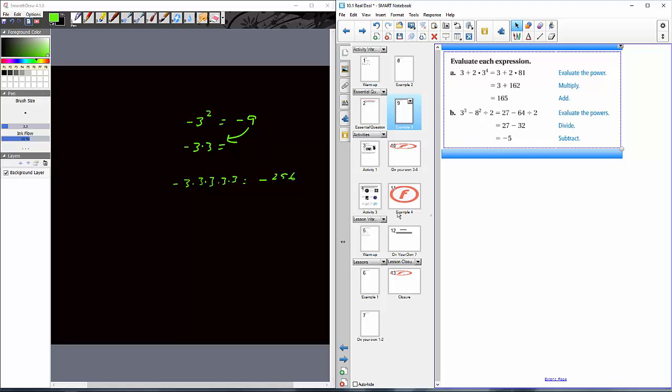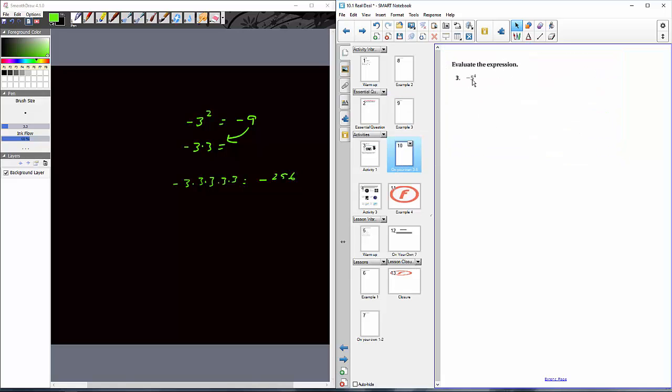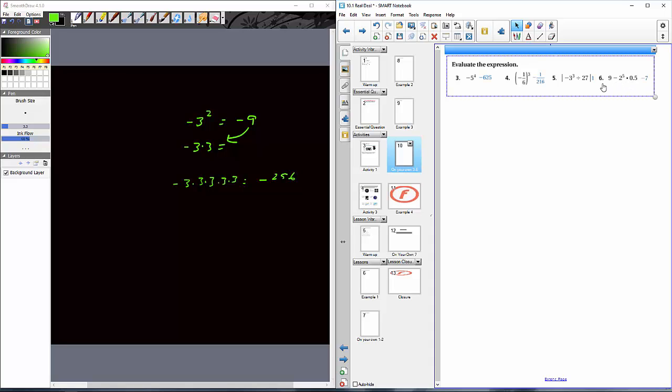I get negative 5. This one here says negative 5 to the 4th power. Again, this is going to be a negative answer. This one is in parentheses. It will also be a negative answer because it'll be negative 1 to the 6th, or negative 1/6. And because if I have an odd number of negatives, it will stay negative. This one here, whatever my answer is, it's an absolute value, so it will be a positive answer at the end of it. This one here, this would be 2 to the 5th, and then times 0.5, and then take that number and subtract it from 9.